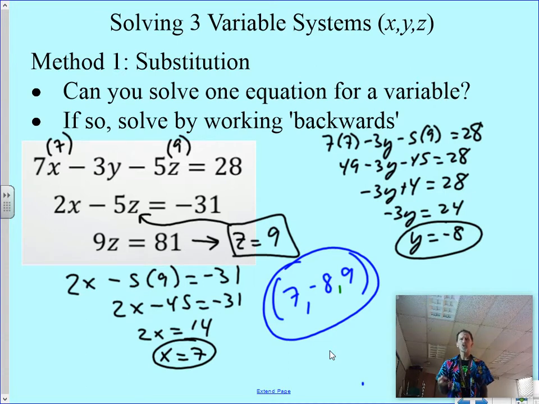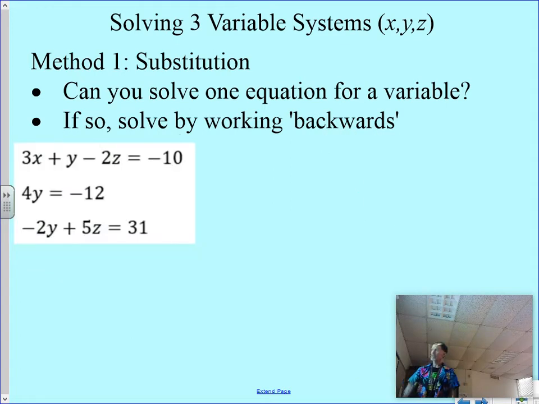By the way, you can check that also, and sometimes they might ask you a question just to say, is it a solution or not? So you can take these three numbers, 7, negative 8, and 9, plug them in to all the x's, y's, and z's, and it should satisfy all three of those equations, okay? So that's one example. I'm going to run through one more example, to make sure we're on the same page.